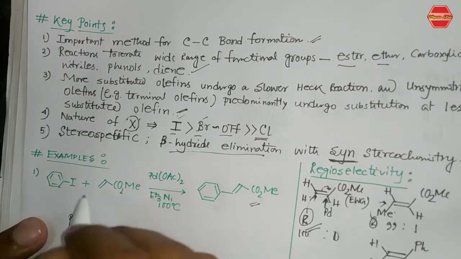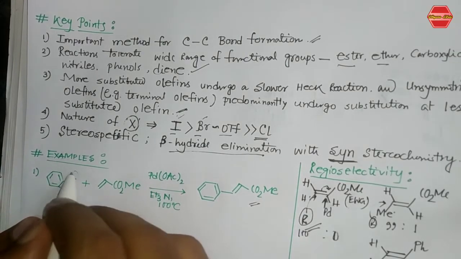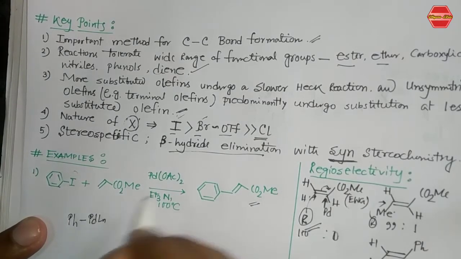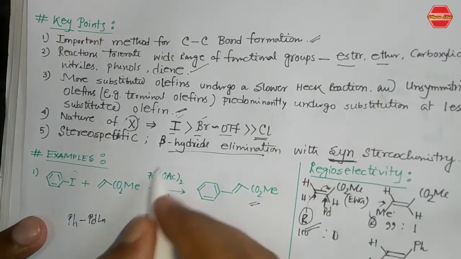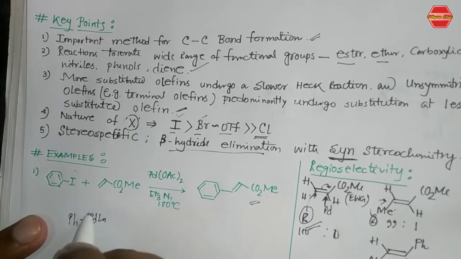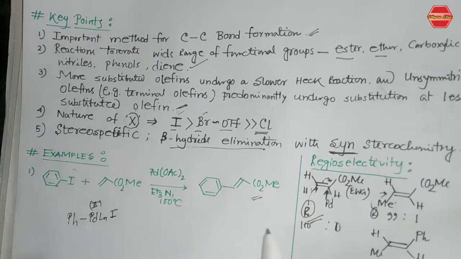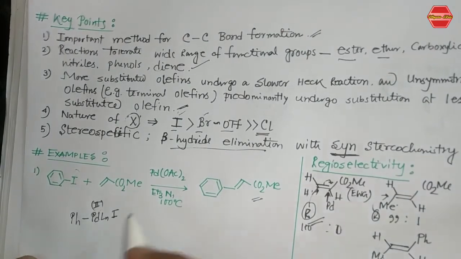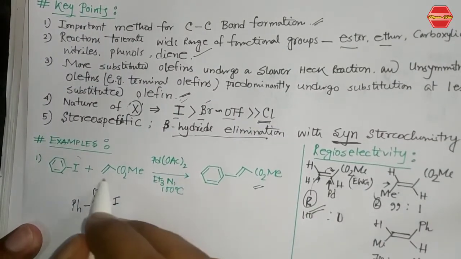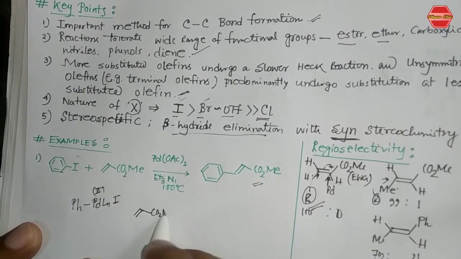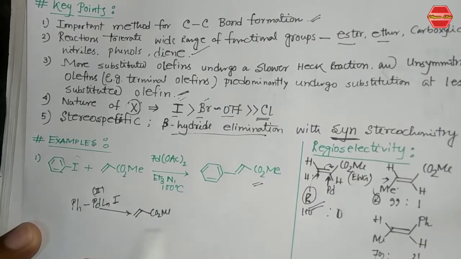So the halide exchanges with the palladium center. So we can write this whole Pd(OAc)2 group in the Ln form, and this is your iodine. So this is now in the 2 oxidation state, from 0 to 2. So you are getting this Ph-palladium complex. Now then you have this group, so we can write in this way. So this will coordinate with this one.